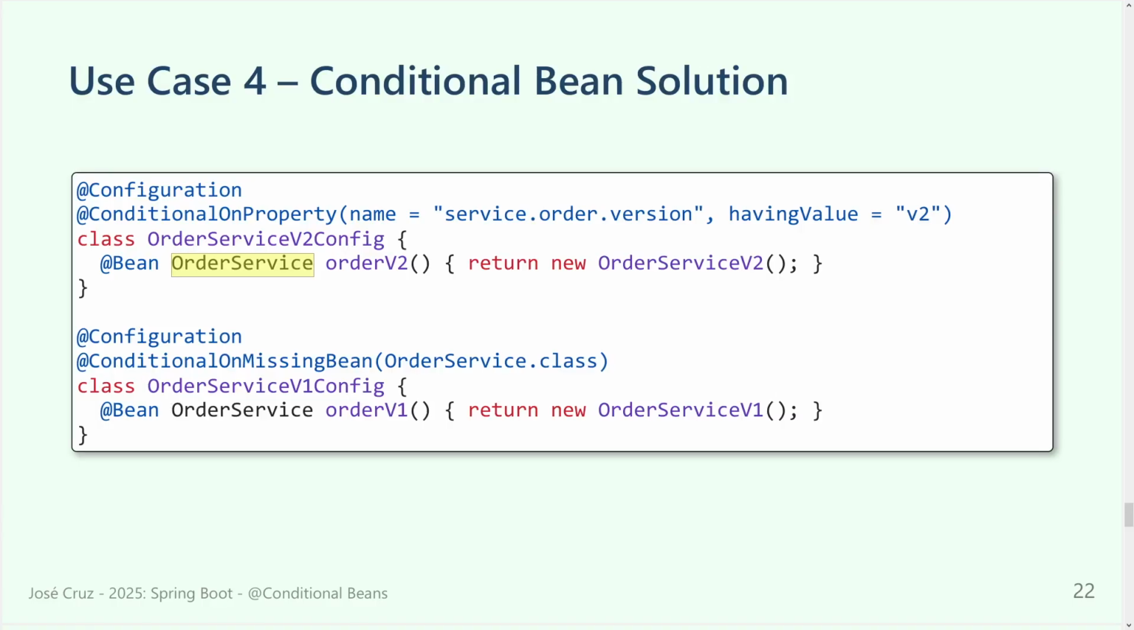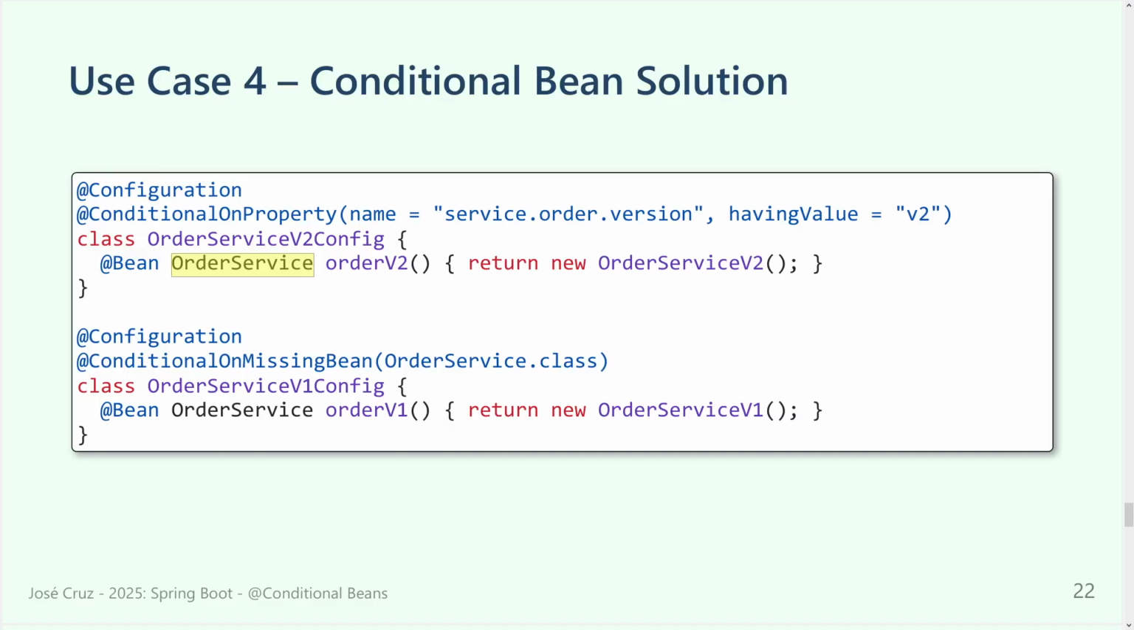But what is quite interesting is that now this is the oldest one, the legacy one, and I say conditional on missing bean. When I reach this, if the bean doesn't exist yet, it means that version 2 was not instantiated, so keep with version 1. That's quite interesting for when you are migrating code. You only instantiate this one, or else you instantiate this one while the other is not yet there.